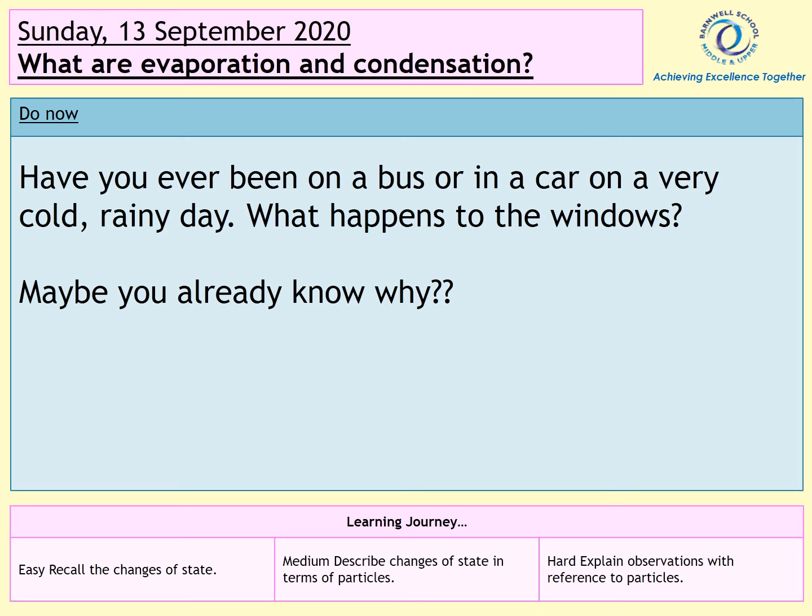This one is called What are evaporation and condensation? So we're going to learn all about evaporation and condensation. The learning journey is on this slide. If you want to write it down, please pause the video.